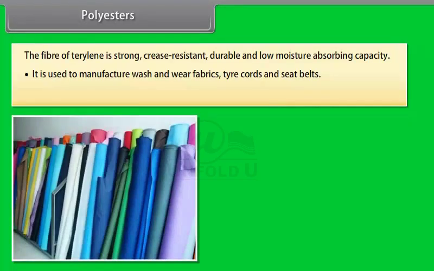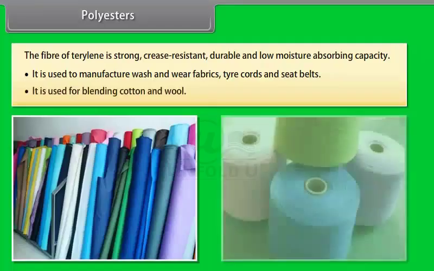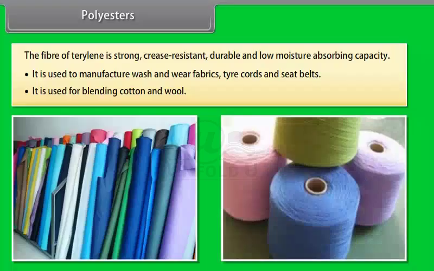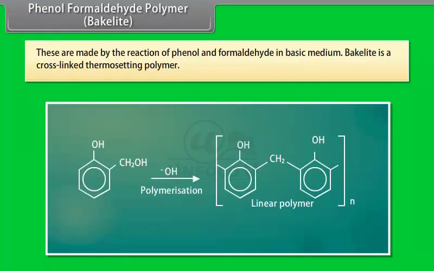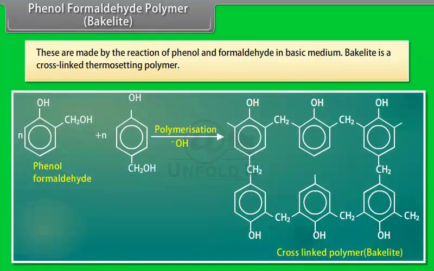It is used to manufacture wash and wear fabrics, tire cords and seat belts. It is used for blending cotton and wool to provide better finish and increase their resistance to wrinkles and wear and tear. Phenol formaldehyde polymer, Bakelite. These are made by the reaction of phenol and formaldehyde in basic medium. Bakelite is a cross-linked thermosetting polymer.